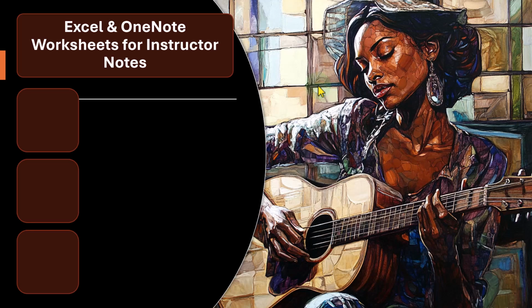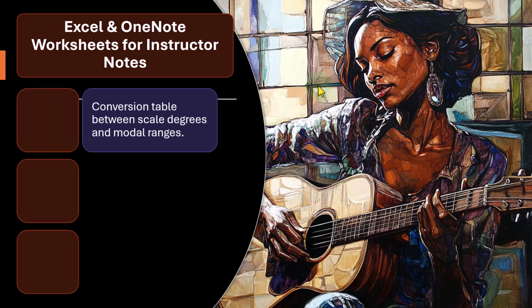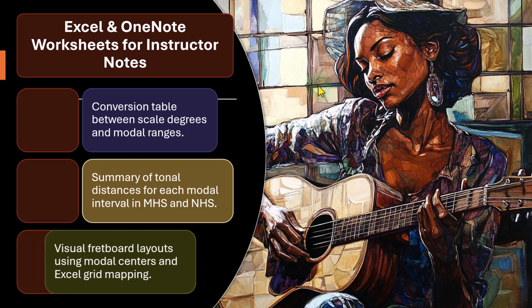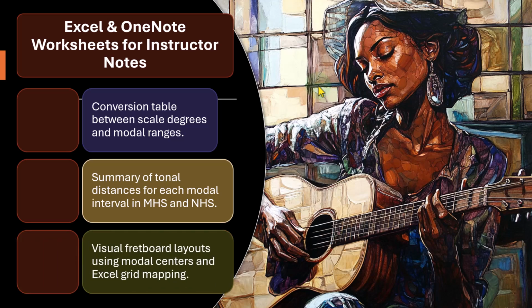So we're going to go over some more of this stuff in our Excel worksheets, though. So we'll talk about conversion tables between scale degrees and modal ranges, a summary of tonal distances for each modal interval, and visual fretboard layouts. So we'll map it out. I'll map it out as systematically as I can, and we'll work it through in Excel.